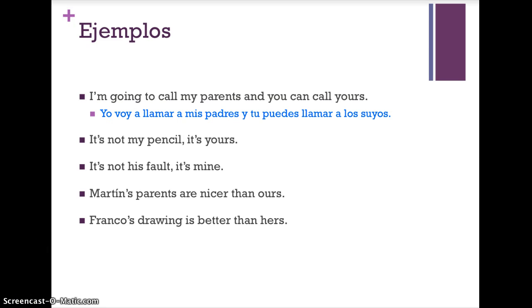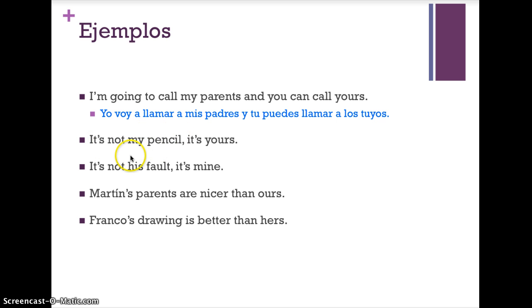Ooh, that's a mistake. Hold on. The magic of pause. Yo voy a llamar a mis padres y tú puedes llamar a los tuyos. It was the tú form, so I fixed that to say tuyos. So your parents, it's the tú part, and it ends in os because we're assuming that you've got a boy and a girl, mommy and daddy.